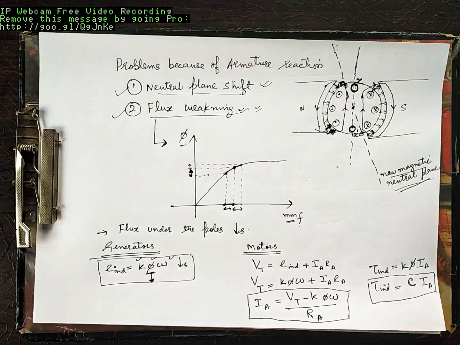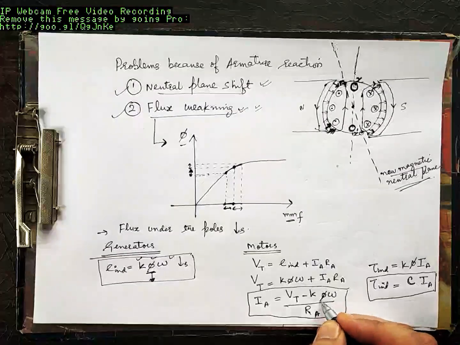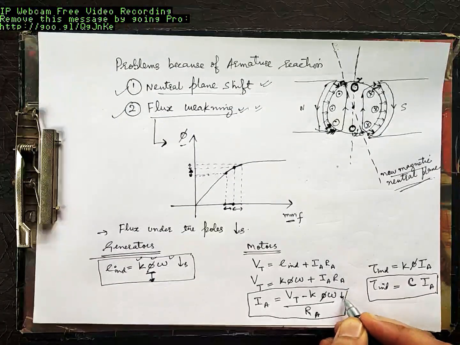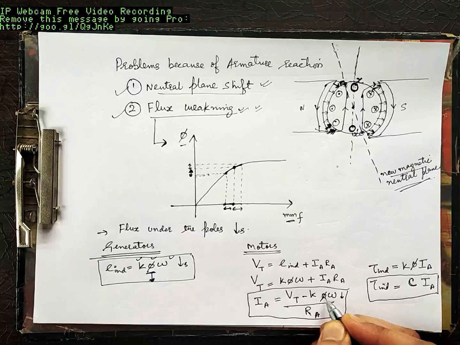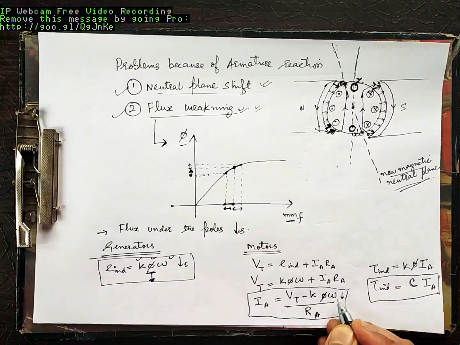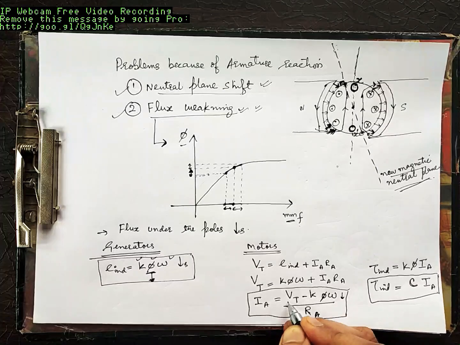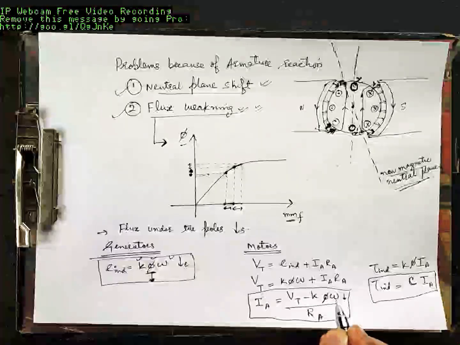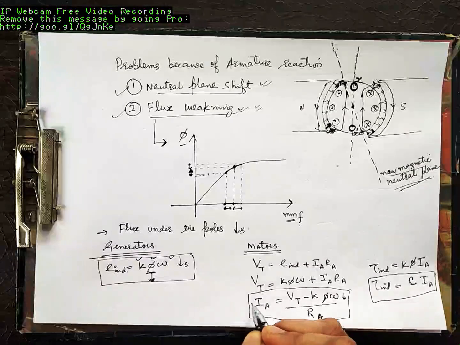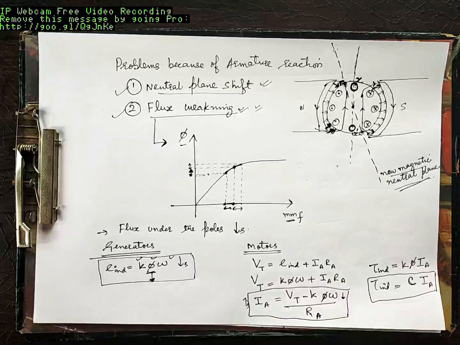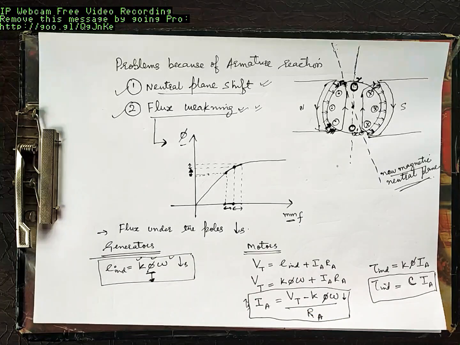Because of flux weakening, this flux phi decreases. When flux phi decreases, K phi omega decreases. When K phi omega decreases, Vt minus K phi omega increases. Vt minus K phi omega increases means current Ia increases. That means because of flux weakening, current drawn by the motor Ia increases.